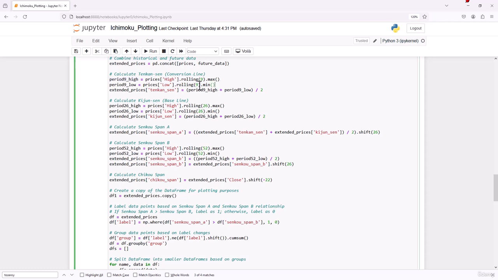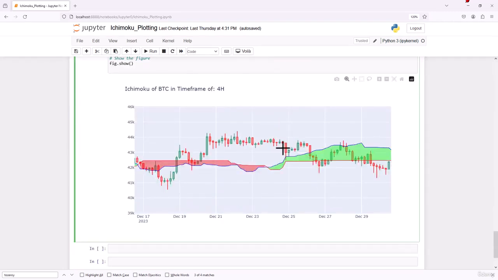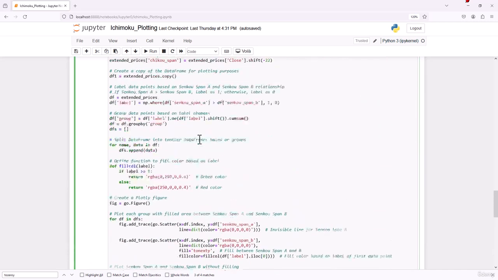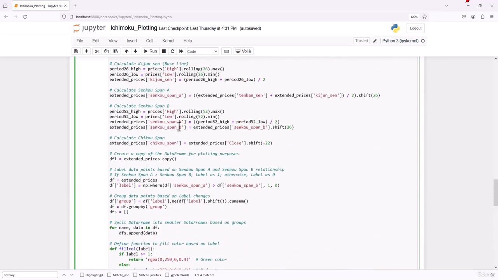Similarly, the minimum low price for the 9 candles leading up to each candle is stored in the period 9 low variable. Note that since the high price columns are lists of numbers, the period 9 high variable is also a list. In fact, for each candle or row in the prices data frame, we have a number that considers the minimum low price for the 9 candles.